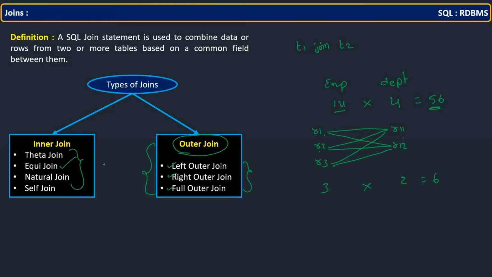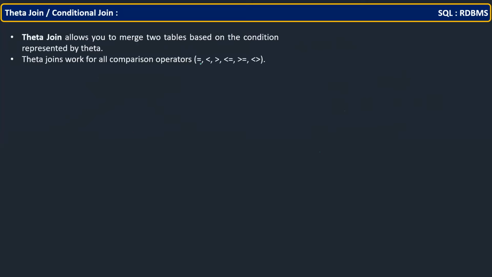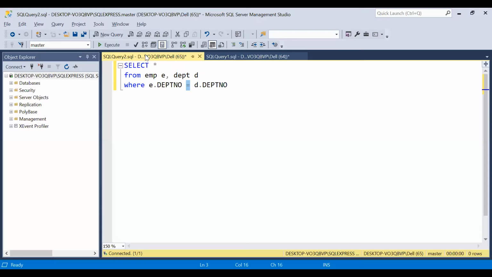That's it. Nothing more there. Instead of only the equal operator, you can place less than, greater than, less than or equal to, greater than or equal to, not equal to. All these come under theta join. That is the output we already saw.